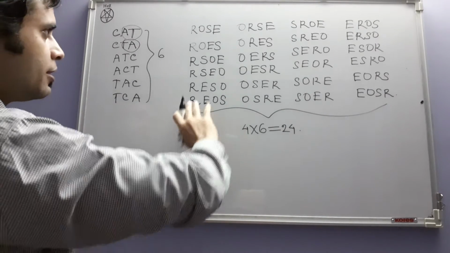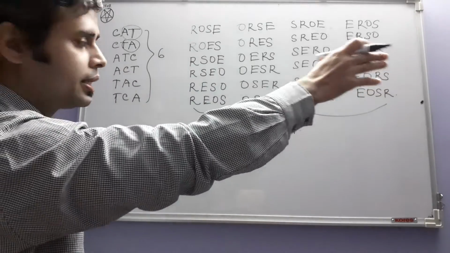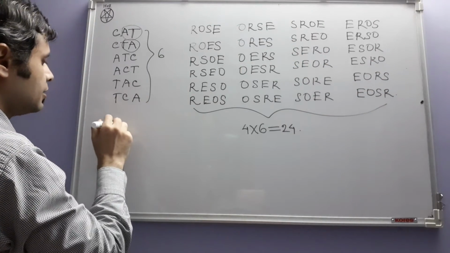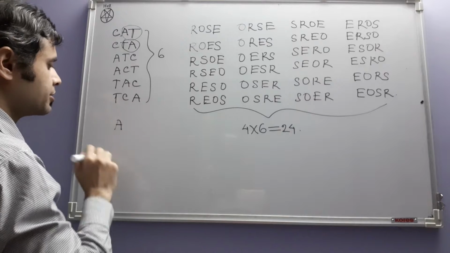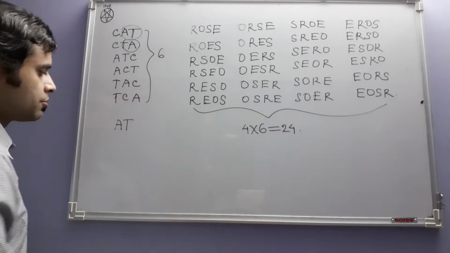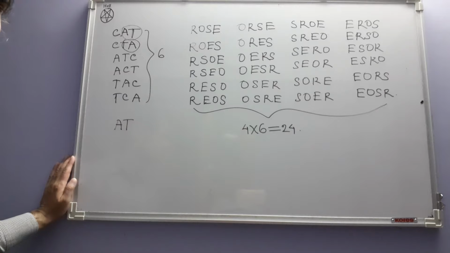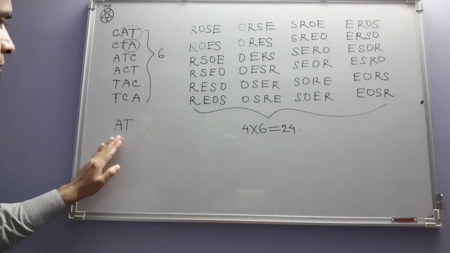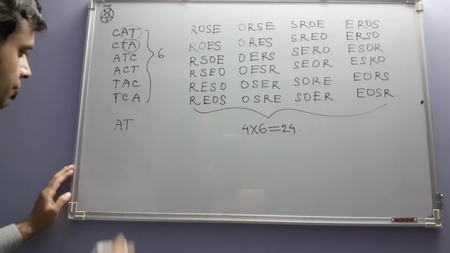Now, instead of looking at a more complicated example, we can in fact look at a very simple example. Suppose we look at the word at. In how many ways can these letters be arranged? Of course, 2 ways.